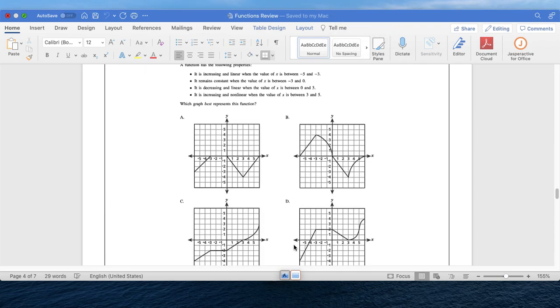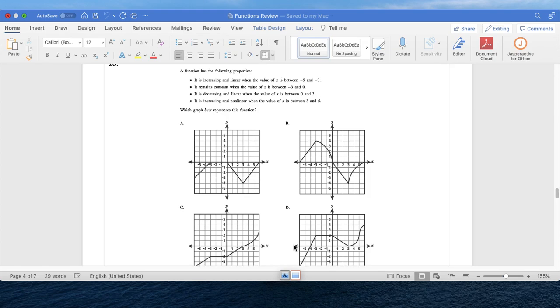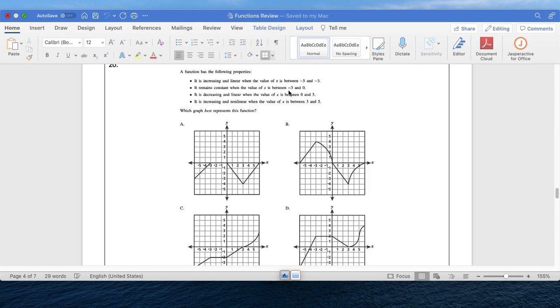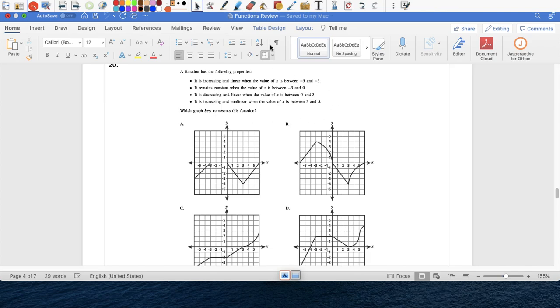All right. So this one says, find one that matches this description. It says it's increasing and linear, meaning it's increasing and a straight line from -5 to -3. So here's your x-axis, here's -5, here's -3. Between these two values, it should look like that, going up. Well, A is okay, B is okay, C is okay because they're all going up. So far so good.